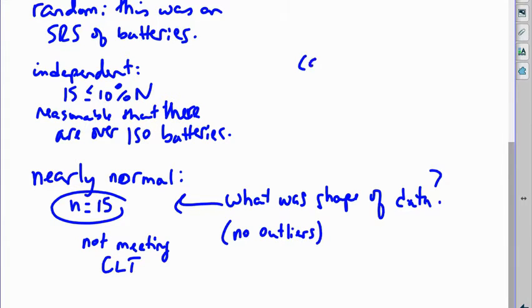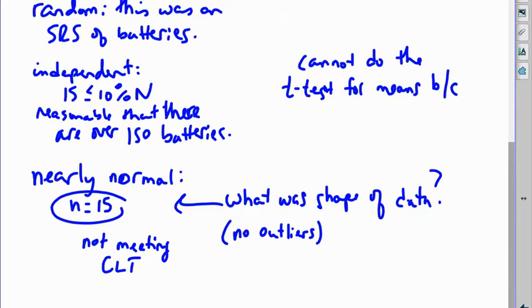So we cannot do the t-test for means because we cannot establish normalcy.